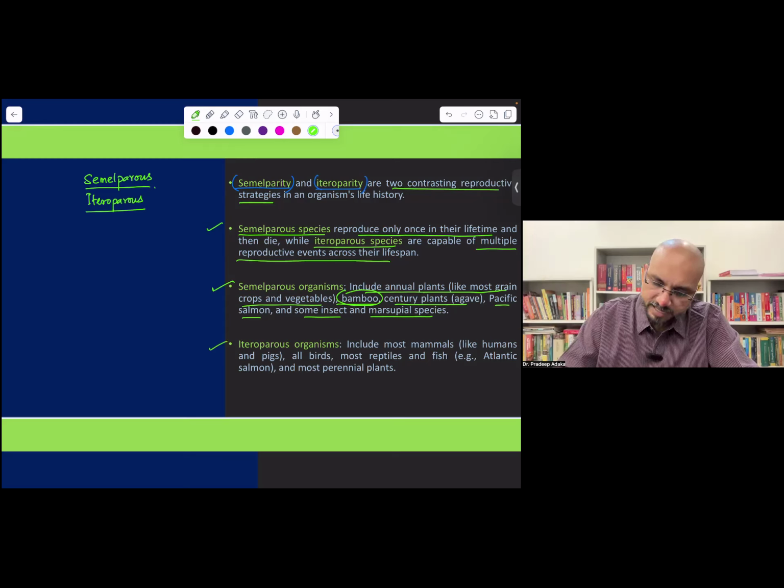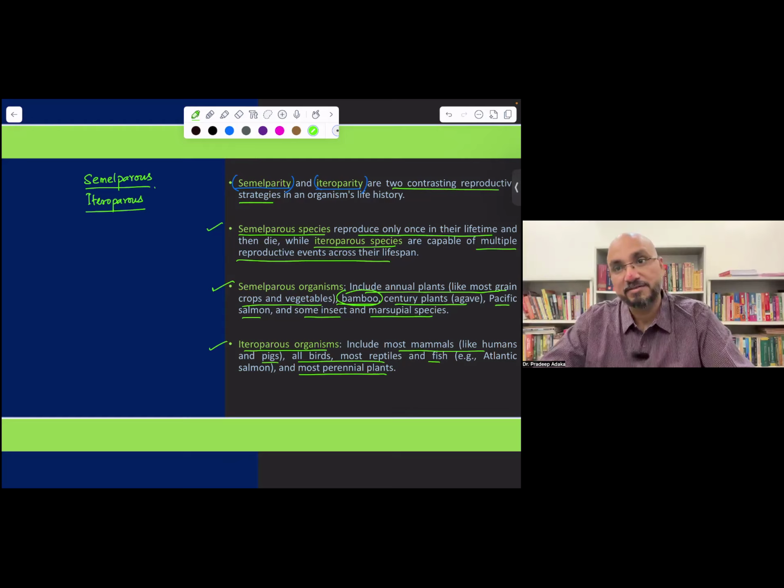Then we have heteroparous organisms, which includes most mammals like humans, pigs, all birds, most reptiles, and most fishes, for example Atlantic salmon, and most perennial plants. Because perennial plants will flower every 1 or 2 years. Multiple reproductive cycles are there. So these are called heteroparous animals. They have different types of reproductive strategy.